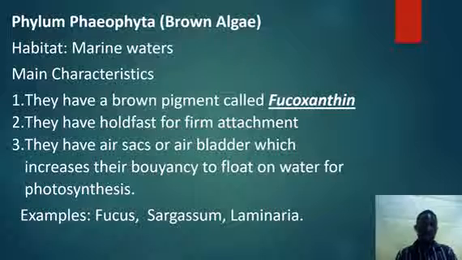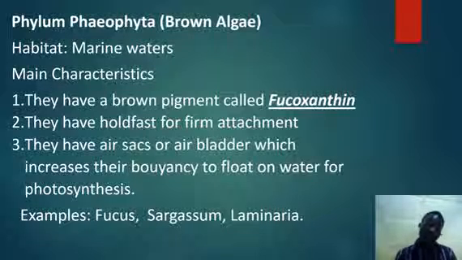Alright, let's look at the very last phylum under the kingdom Protista. That's the phylum Phaeophyta, and these organisms are normally called the brown algae. Organisms here include Fucus, Sargassum, Laminaria, and Alaria. Organisms here too are marine organisms, so they are found in marine waters.